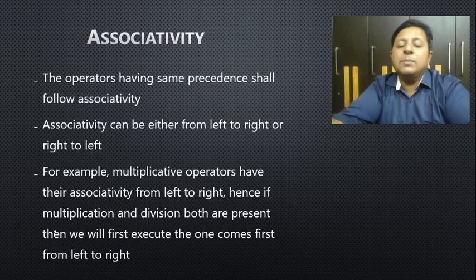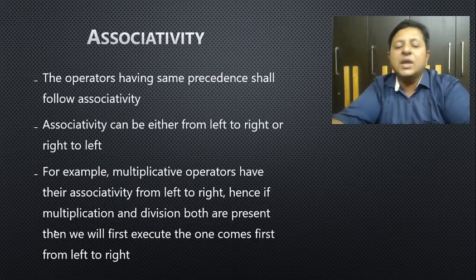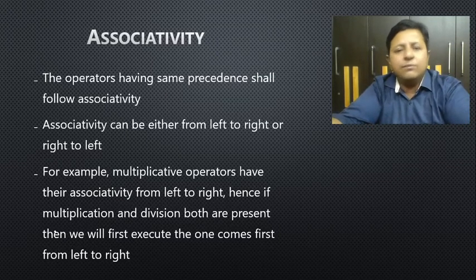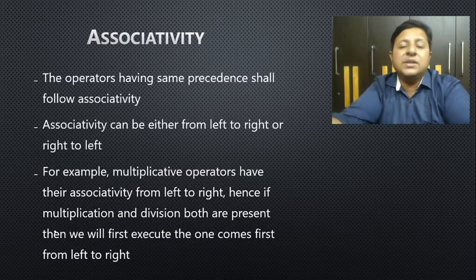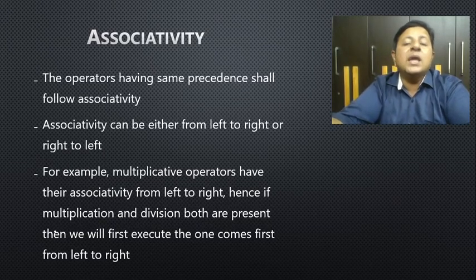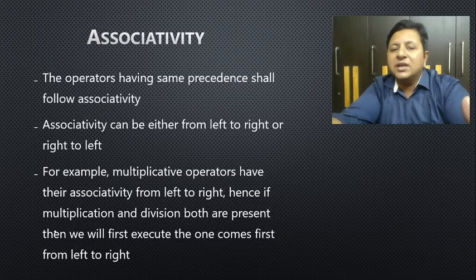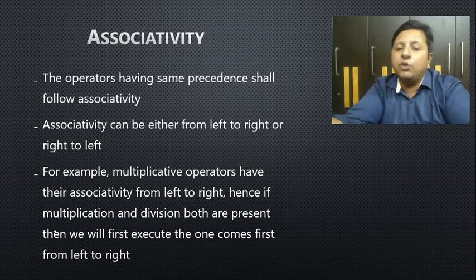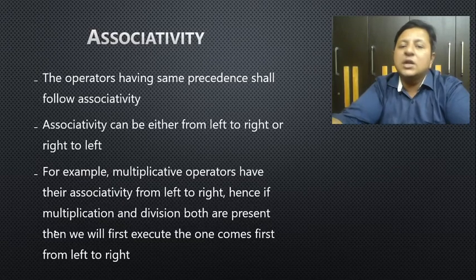For example, multiplicative operators have their associativity from left to right, which we will see. Hence, if multiplication and division are both present, both are multiplicative and have the same precedence, so we check what comes first from left to right. Not in the table, but in the expression. So if divide comes before multiplication in the expression, that will be done first, and if multiplication comes before divide, that will be done accordingly.